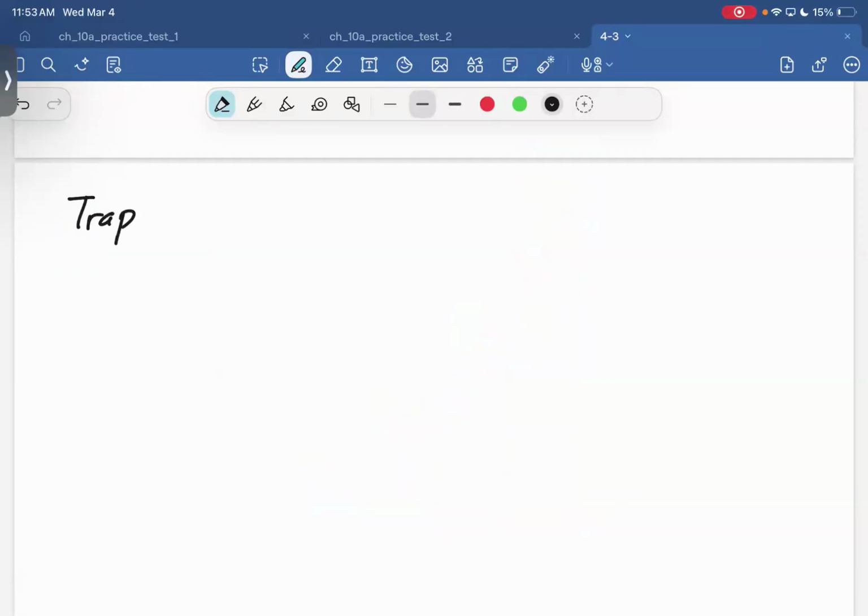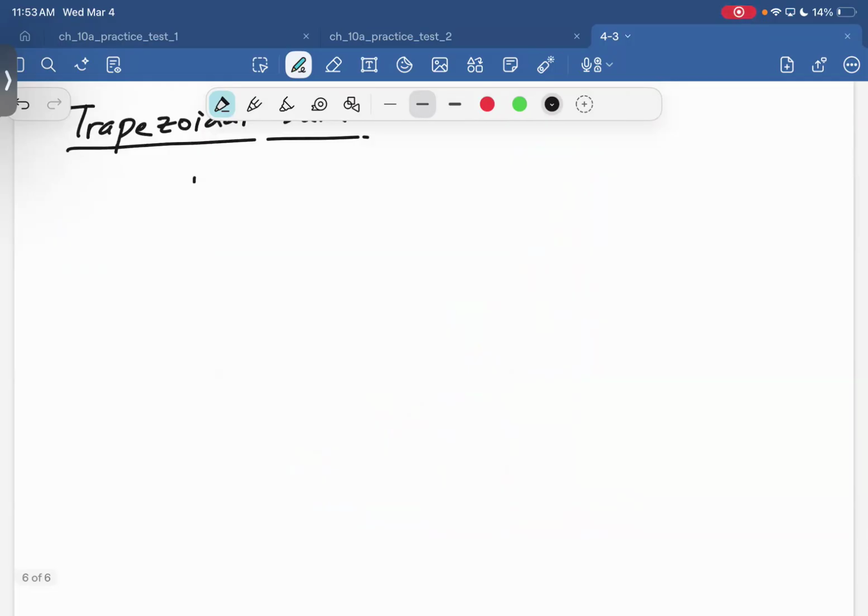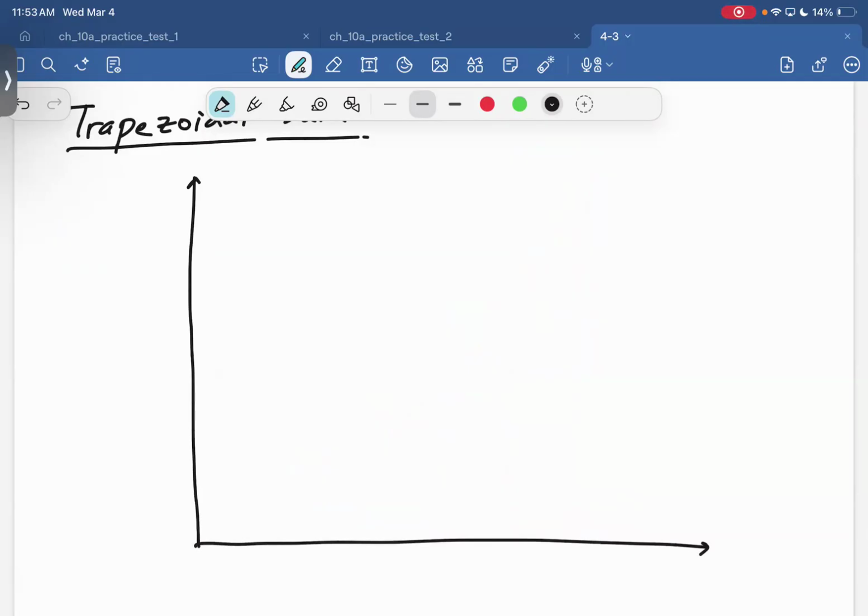What is a better approximation? There's something called a trapezoidal sum. And it's a better approximation because instead of using rectangles, we are going to use trapezoids.